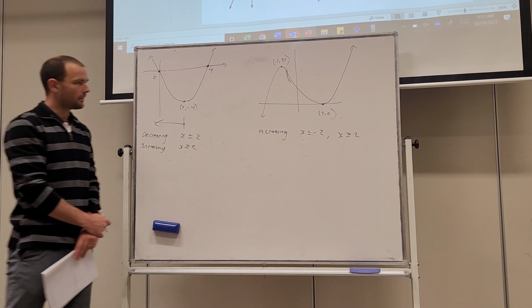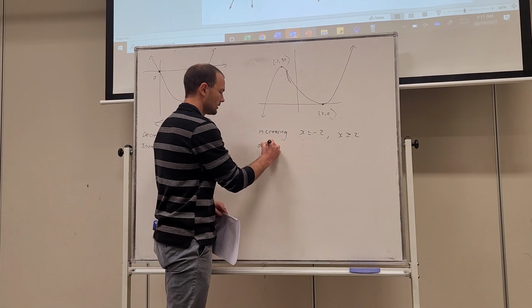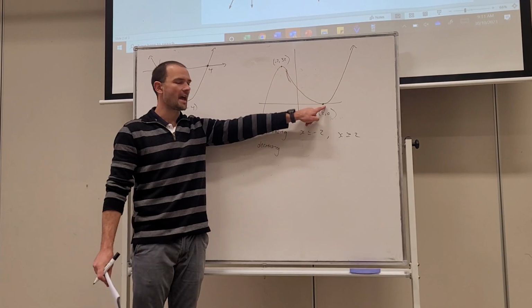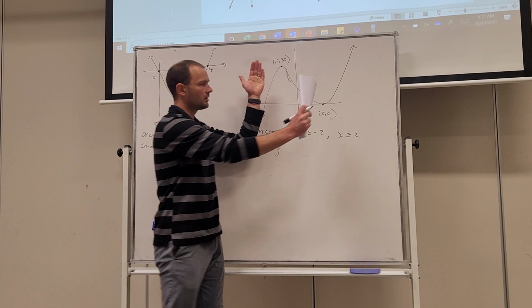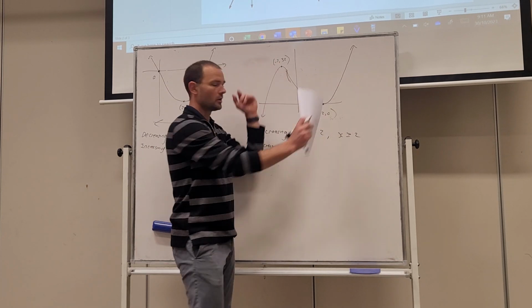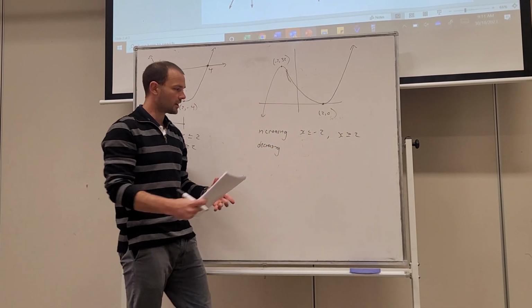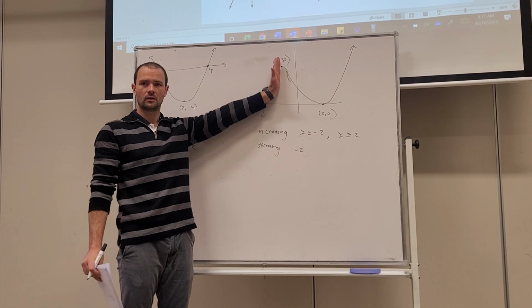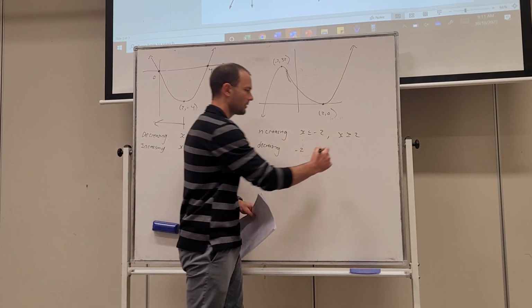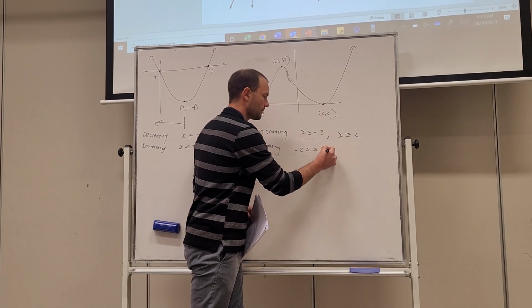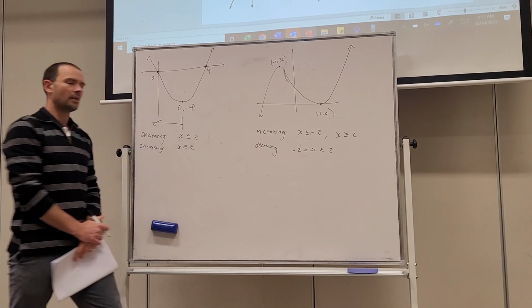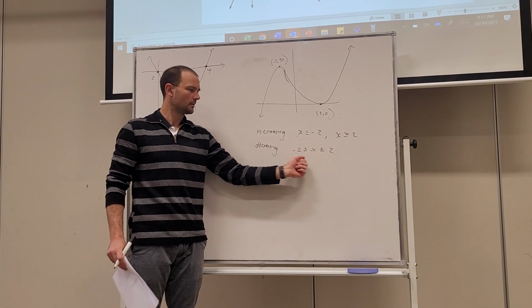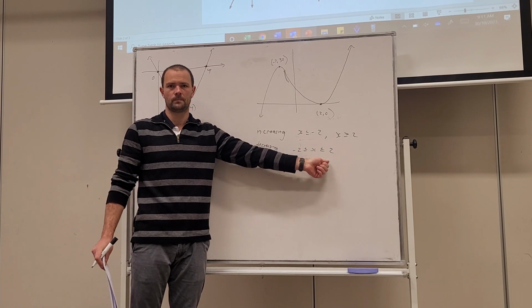And then where is it decreasing? It's decreasing between minus 2 and positive 2. It's decreasing over this interval. So how do we write that in interval notation? Well, we say minus 2 is the lower boundary, positive 2 is the upper boundary. And then we put in these brackets, remember this from when we were talking about domain and range. The x value for which it is decreasing occurs between minus 2 and positive 2.